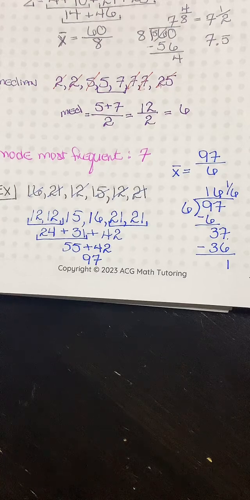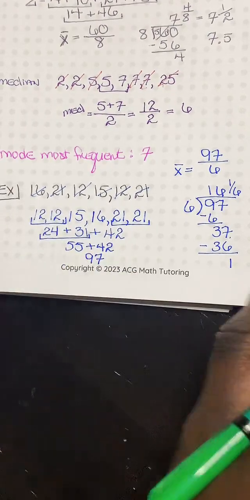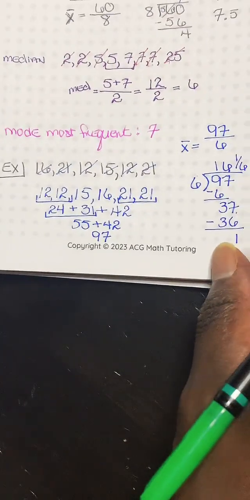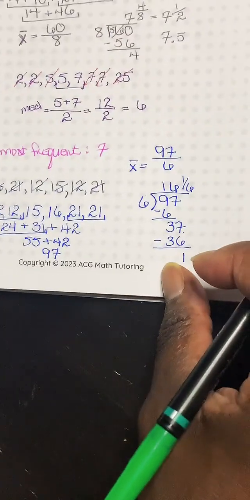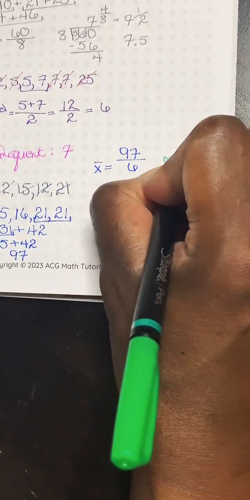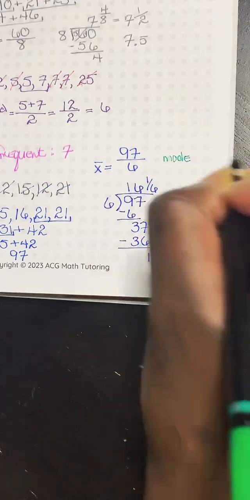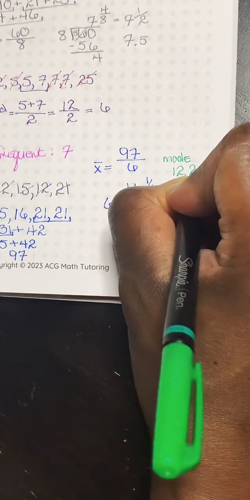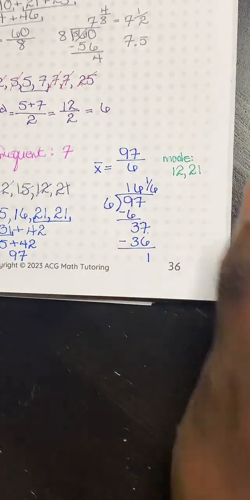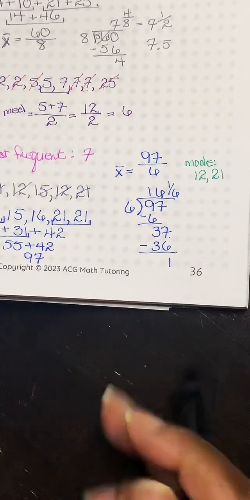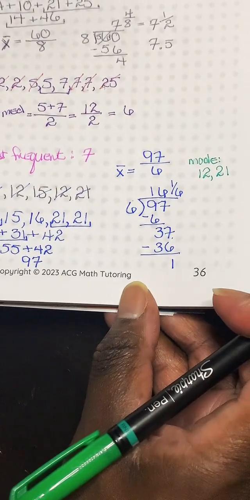You guys already found the mode because it was the most frequent numbers. That's usually the easiest thing. Sometimes I like to start right there. Okay, so my mode, I'm going to stick it over here. The numbers that both came up was 12 and 21.